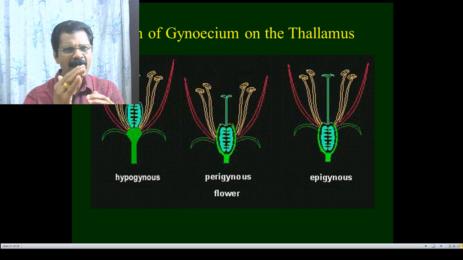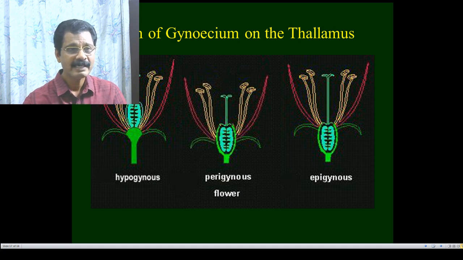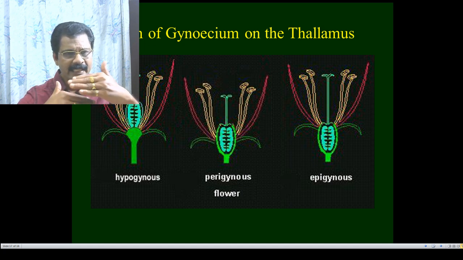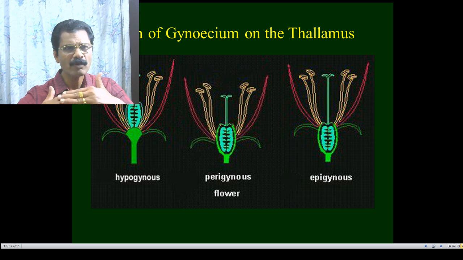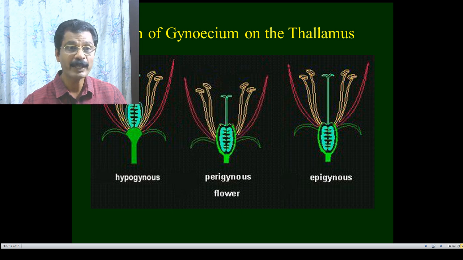Sometimes the gynoecium is half inferior and half superior in position, then it is called perigynous flowers. Sometimes the gynoecium is inferior in position, and all other floral parts arise from the rim of the thalamus cup. Such flowers are called epigynous flowers. Hypogynous flowers, ovary superior; half inferior, half superior, perigynous; inferior, epigynous. So based on the position of the gynoecium, we can classify the flowers.